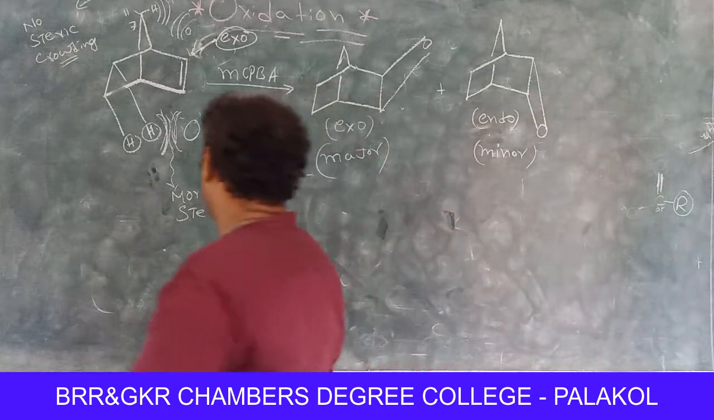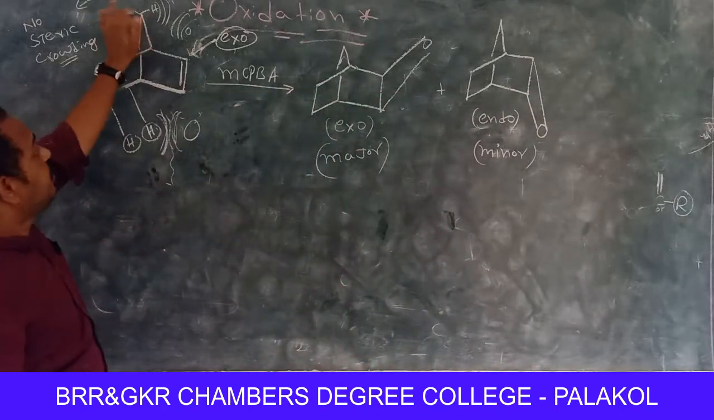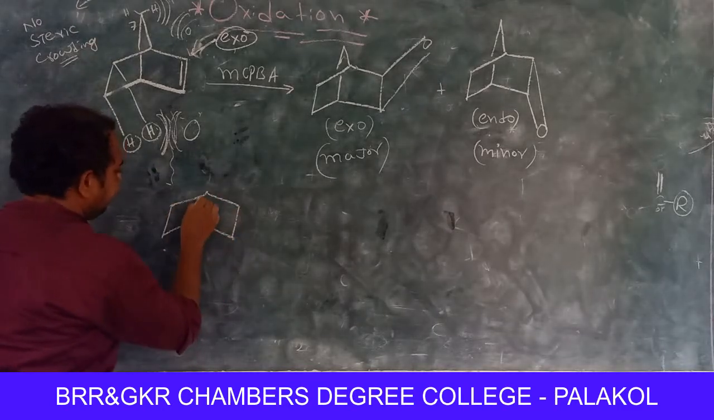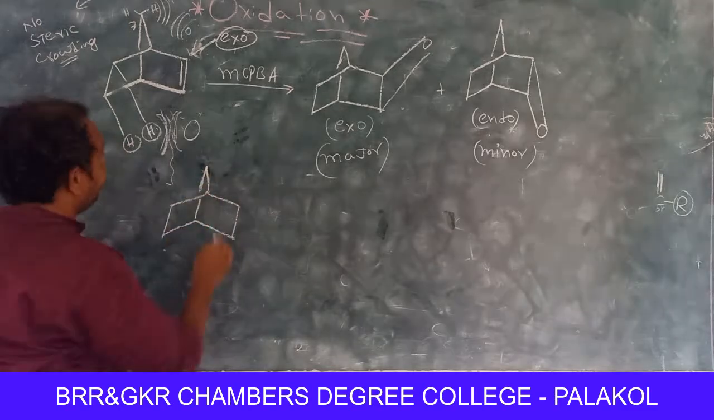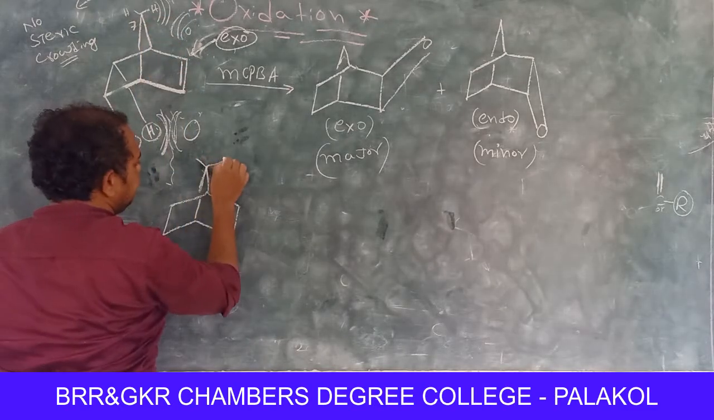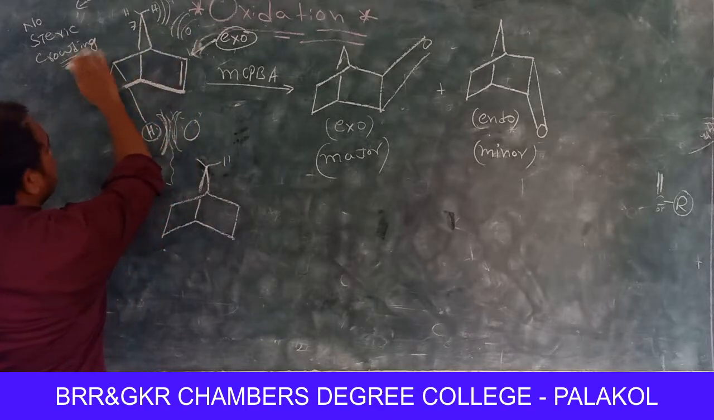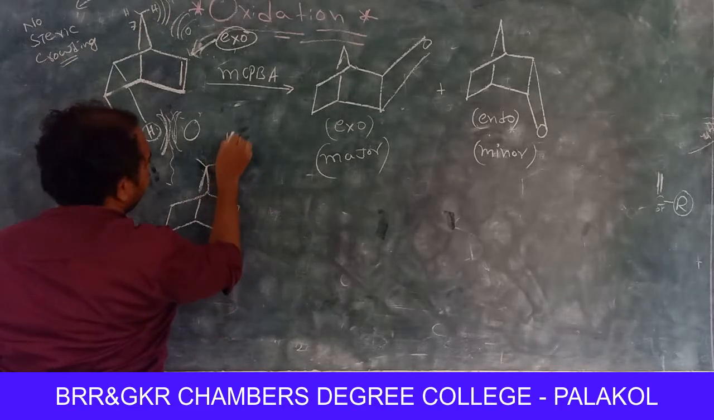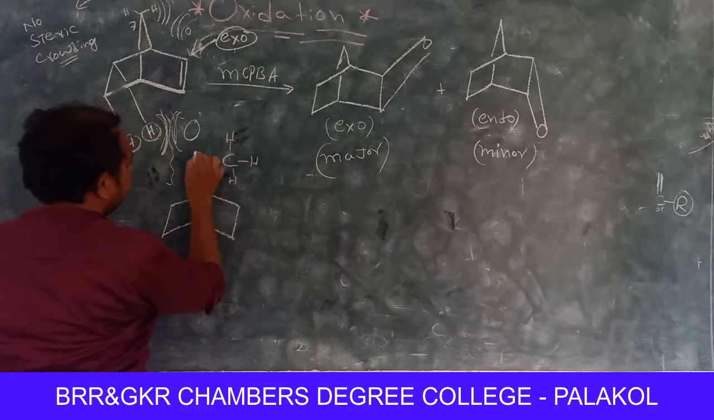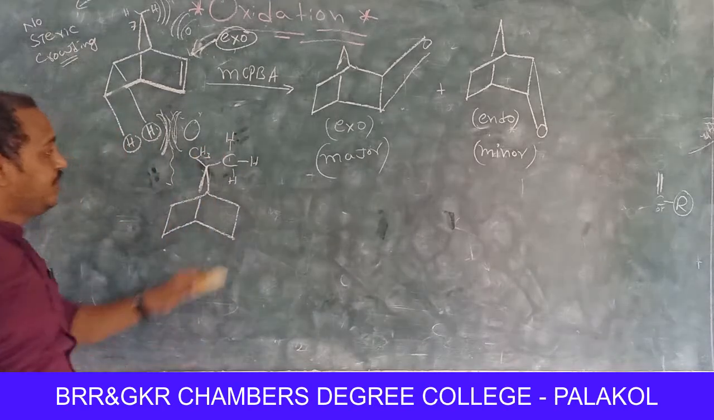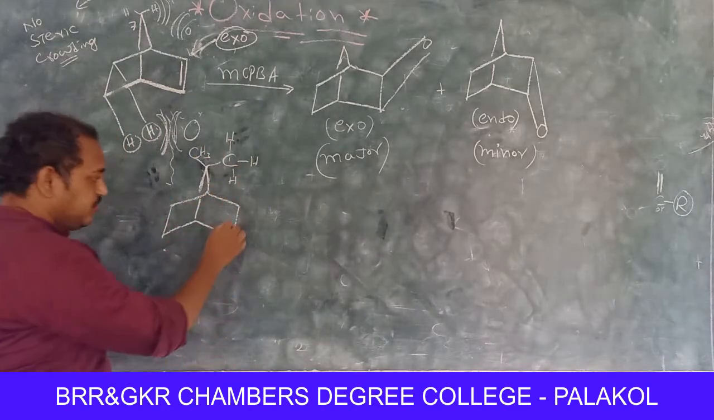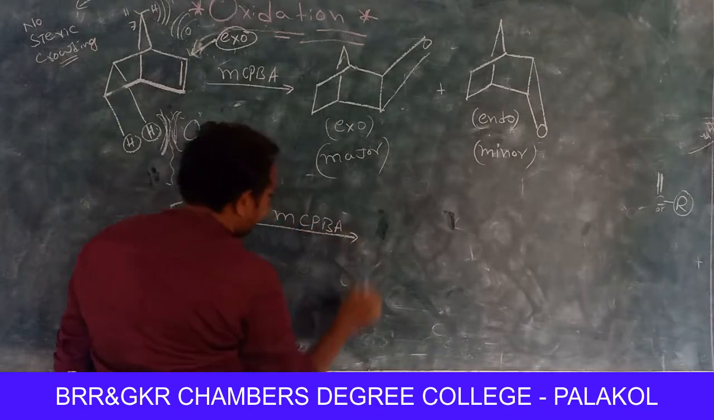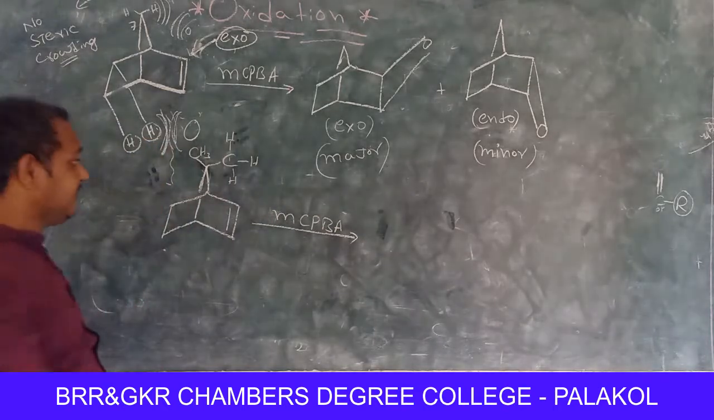And suppose in place of hydrogens, you replace them by any two bulky groups. Here hydrogens are small in size, so there is no steric crowding between hydrogen and oxygen. But in place of that, you take some methyl group here, CH3, again CH3 here. So in this case, if you oxidize with MCPBA, then what is happening?